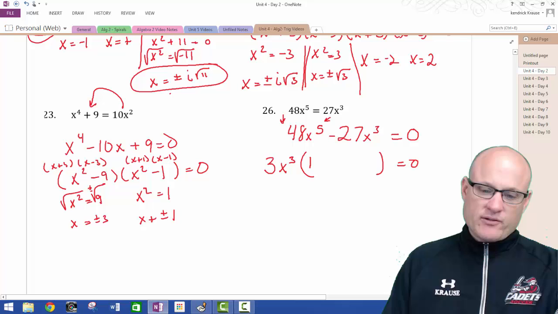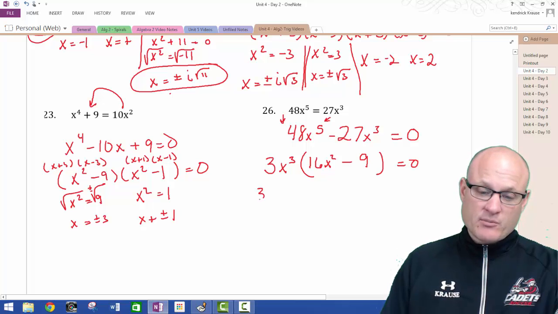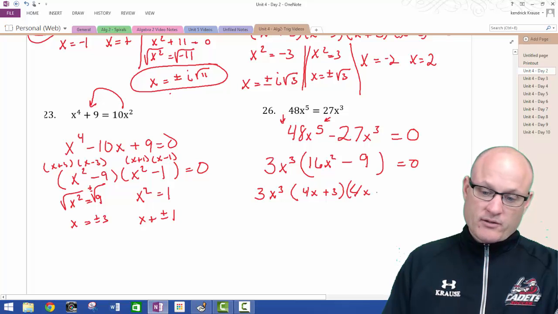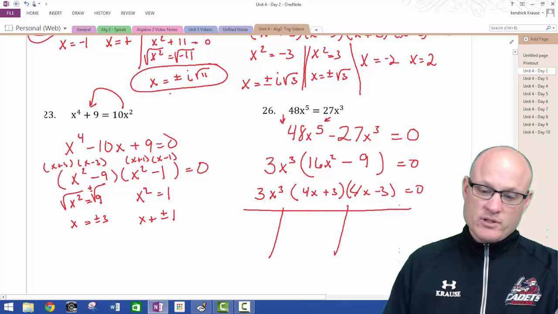3 goes into 48 16 times. So we're going to do 16x squared minus 9. That's the difference of perfect squares. So I end up with 3x cubed, 4x plus 3, and 4x minus 3 equals 0. That gives me 3 real solutions.